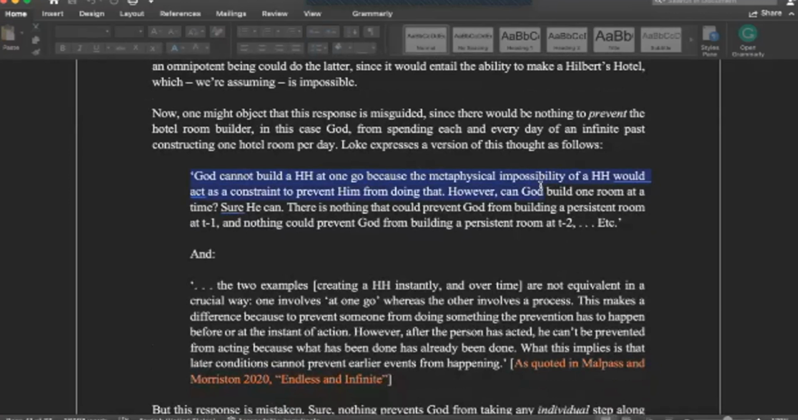However, can God build one room at a time? Sure he can. There is nothing that could prevent God from building a persistent room at t-1, and nothing that could prevent God from building a persistent room at t-2, and nothing that could prevent God from building a persistent room at t-3, etc.